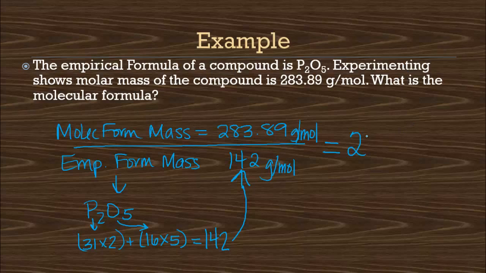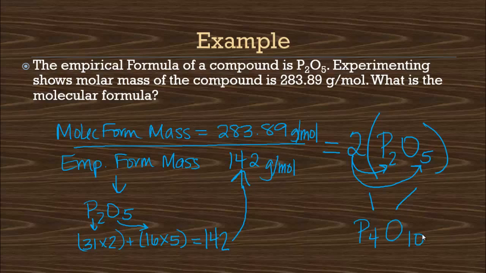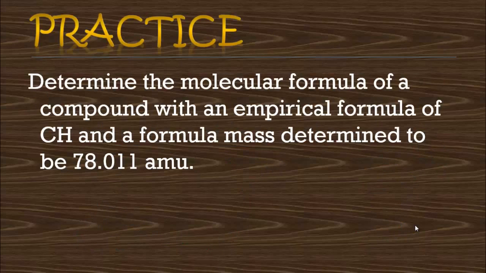So what we're going to do is we're going to take this 2 and we're going to multiply it by P2O5. So basically distributing the 2 through to my subscripts. So then my new formula from this becomes P4O10. So this is the empirical formula. This is the true molecular formula. So let's try one more.